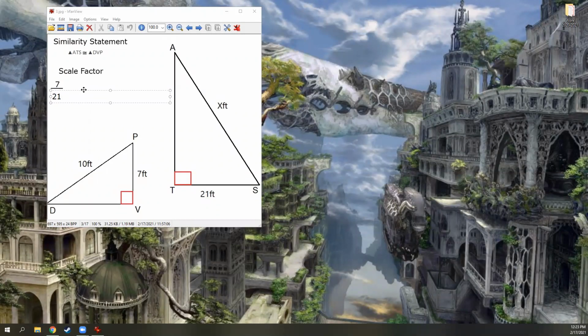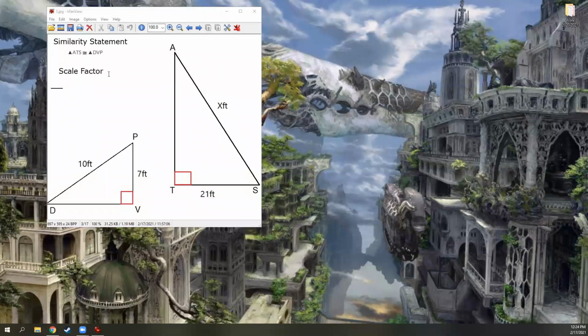Oh, do I want to do that? Put the big one on top, which is a problem. I've got to flip that. My bad. I'll explain it right now. Our x is on the big triangle. That's what we want to find. So that means we're going from small to big. If you're going from small to big, then you put the large one, the big triangle, on top. You put its side on top.